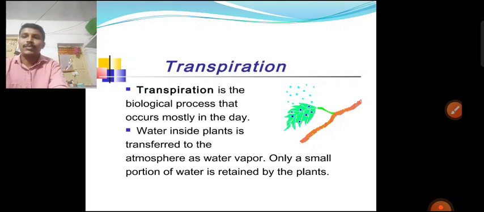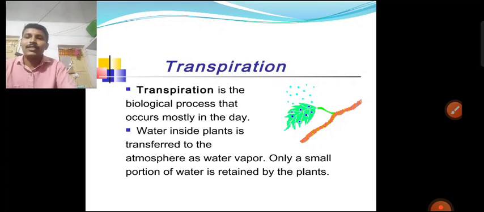Coming to the transpiration, it is a biological process that occurs mostly in the day. Water inside the plant is transferred to the atmosphere as water vapor. Only a small portion of the water is retained by the plants. Here water is evaporated through the leaf of the plant, called transpiration. Most of the water is evaporated from the water bodies.